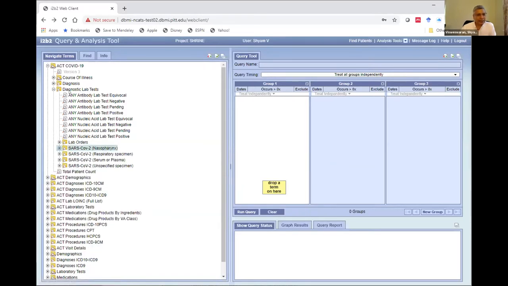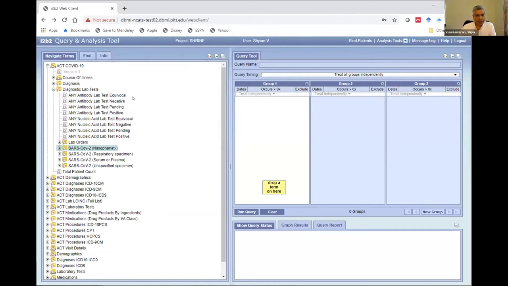And then in addition, we have at this level a harmonized set of 8 values. 4 values are for lab tests which are looking at nucleic acids, which are the ones commonly used at this point, and then the antibody tests which are coming along. And the idea here is that when data gets loaded in, we would like to have the sites map their values to this set of 4 values: positive, negative, pending, or equivocal.